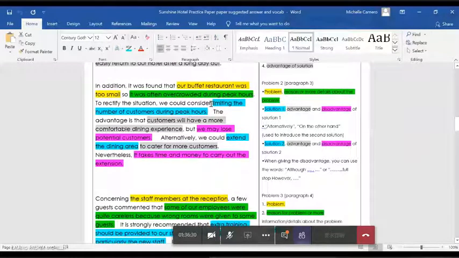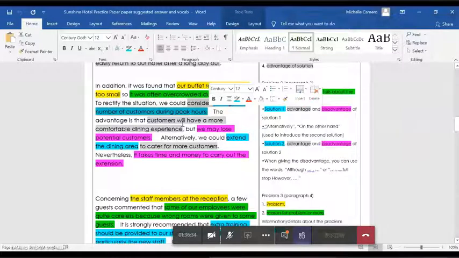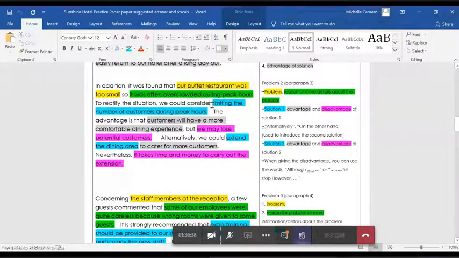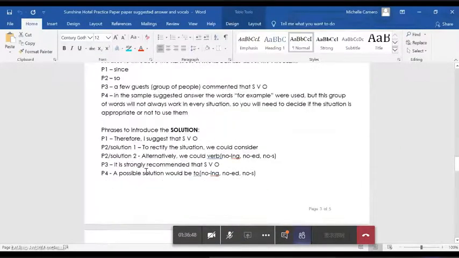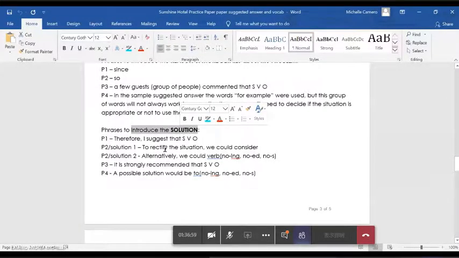We could consider, and then continue with the solution. We could consider, it's probably going to have to be, not 100% of the time, but I'm having the feeling it will usually be with a verb -ing for that one. All right, then let's see. Problem 3, "It is strongly recommended that SVO," or problem 4, "A possible solution would be to." So these are ways to recommend the solution.